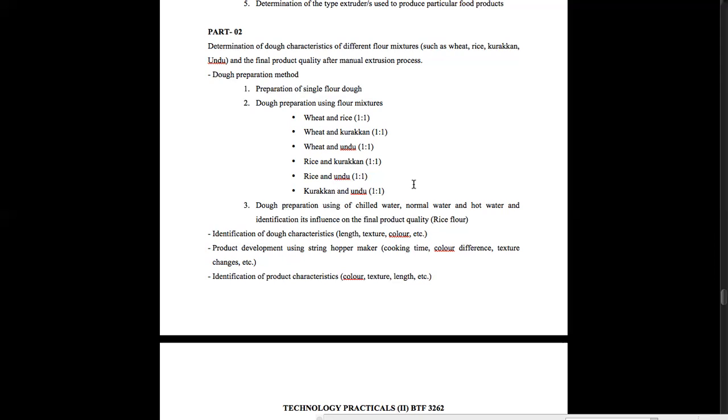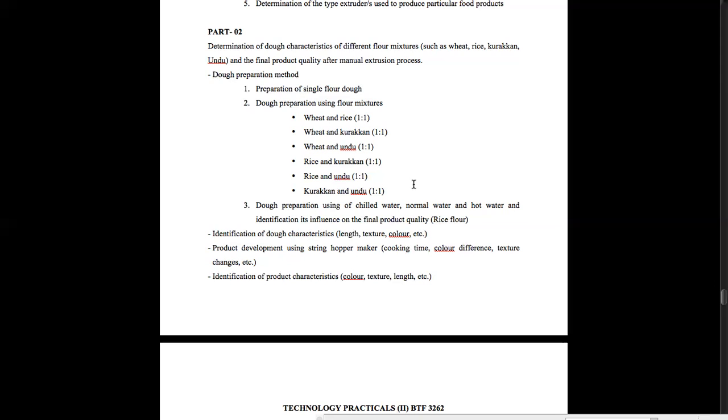First, you are going to prepare the single flour dough, then flour mixtures, right? Initially, you should be able to prepare the single flour dough and determine its characteristics and texture, all these things. Then we are going to mix these raw materials together in a 1:1 ratio and check whether there is any difference or not.